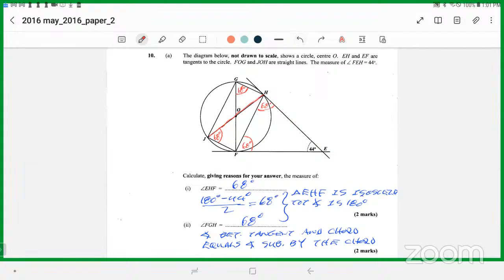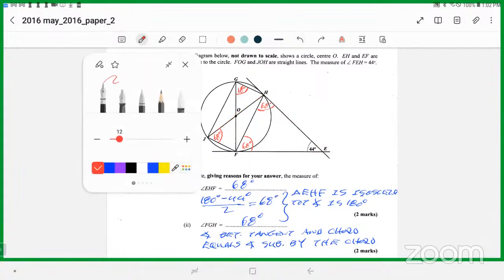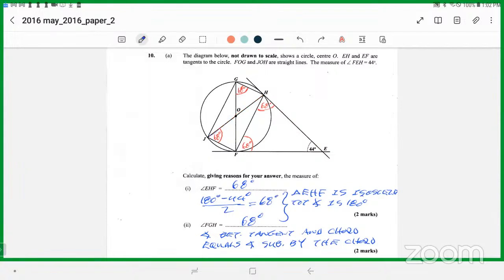Draw it in blue so you can see what I want. JHE. J to H to E. That's 90 degrees, the angle between the diameter and the tangent. But JHE is actually OHE as well, right? Radius and tangent, angle between tangent and radius. So that angle is 90 degrees.